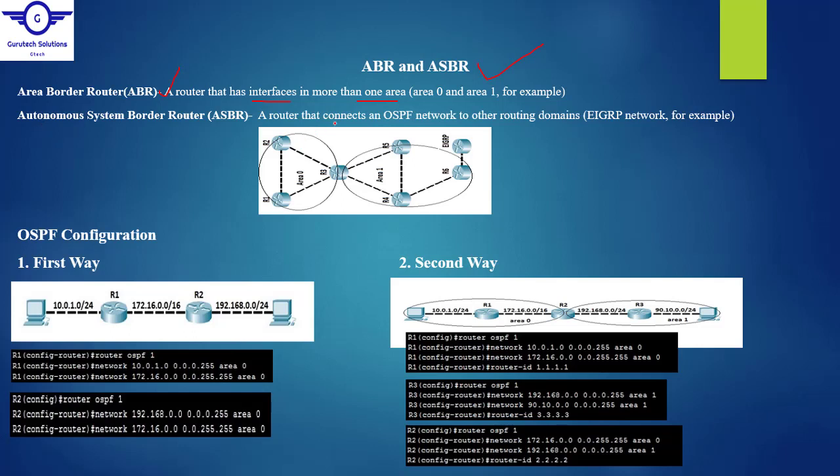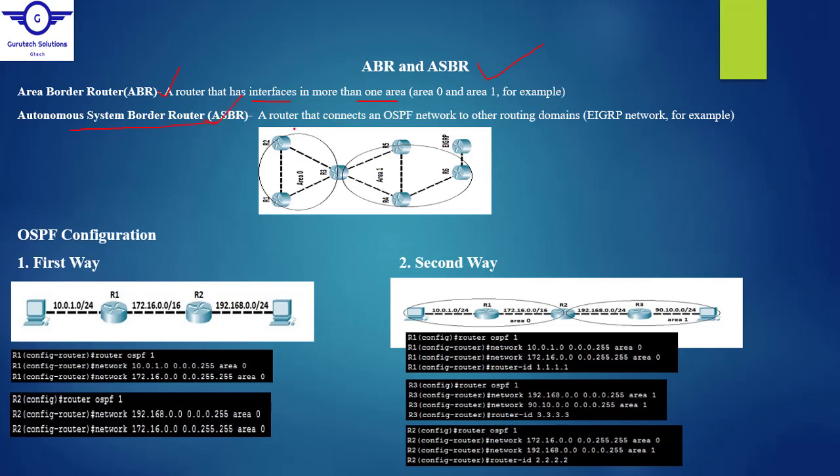Okay, and now autonomous system border router. An autonomous system border router is that router that will connect an OSPF network to other routing domains. Let's say a router that will connect an OSPF network to an EIGRP network. It's called an autonomous system border router.